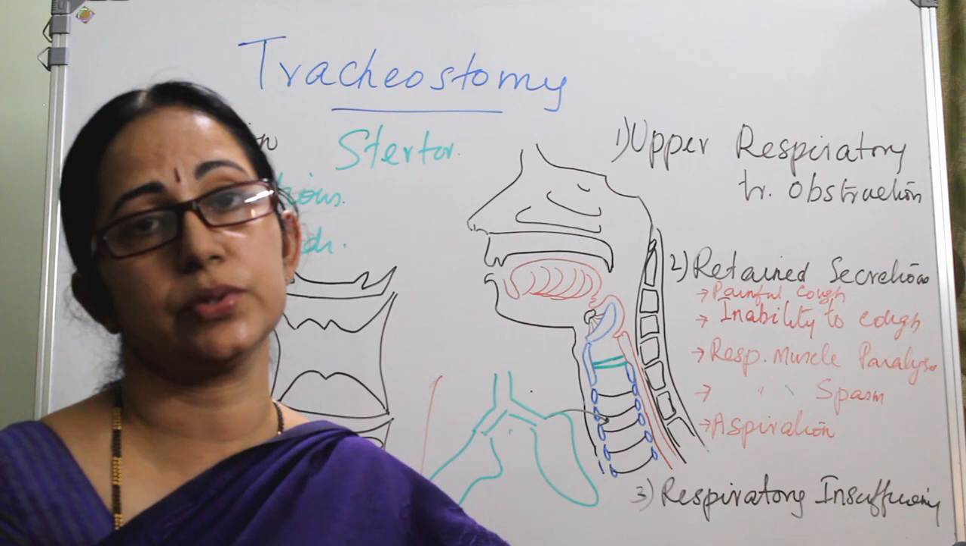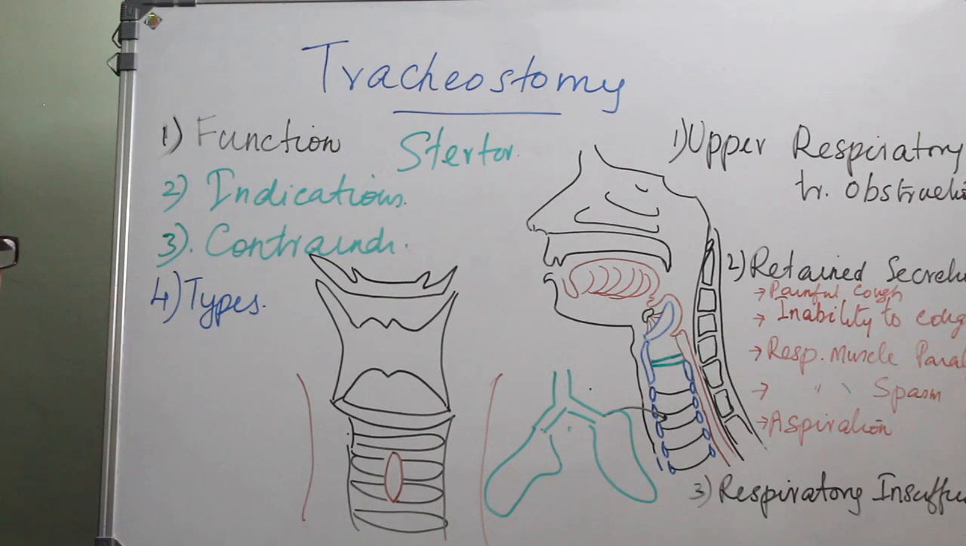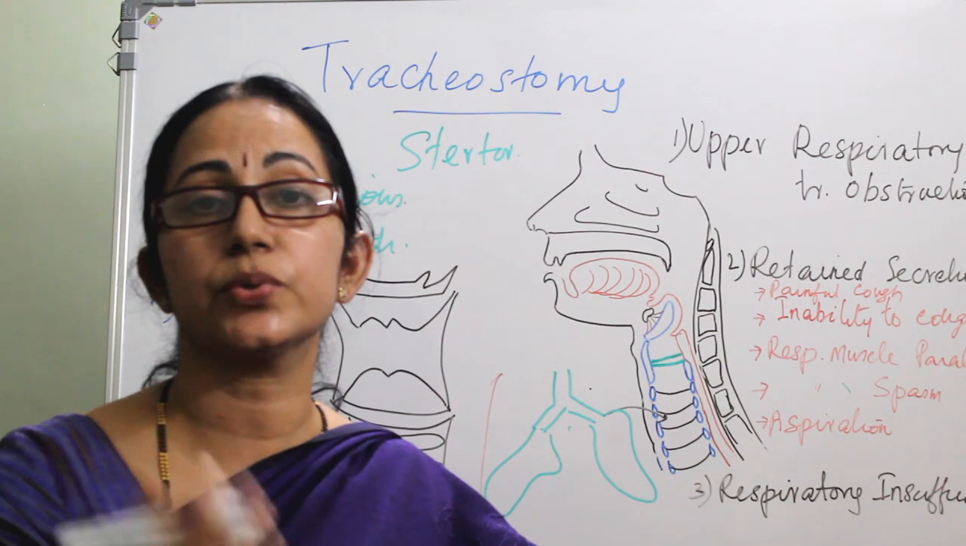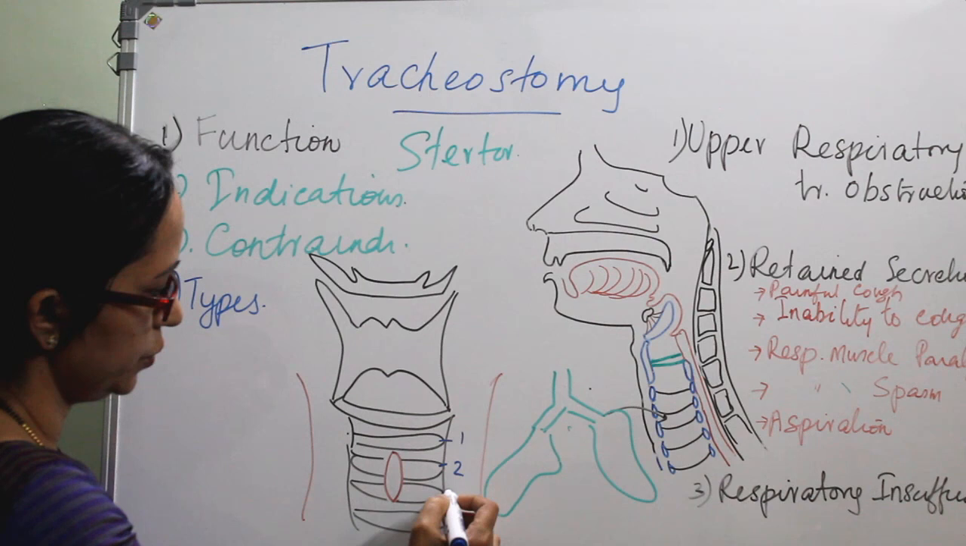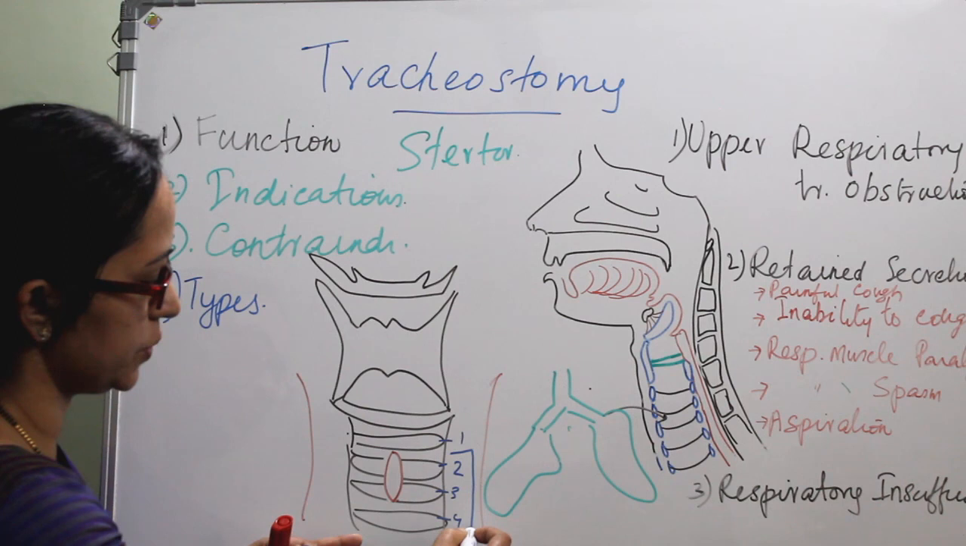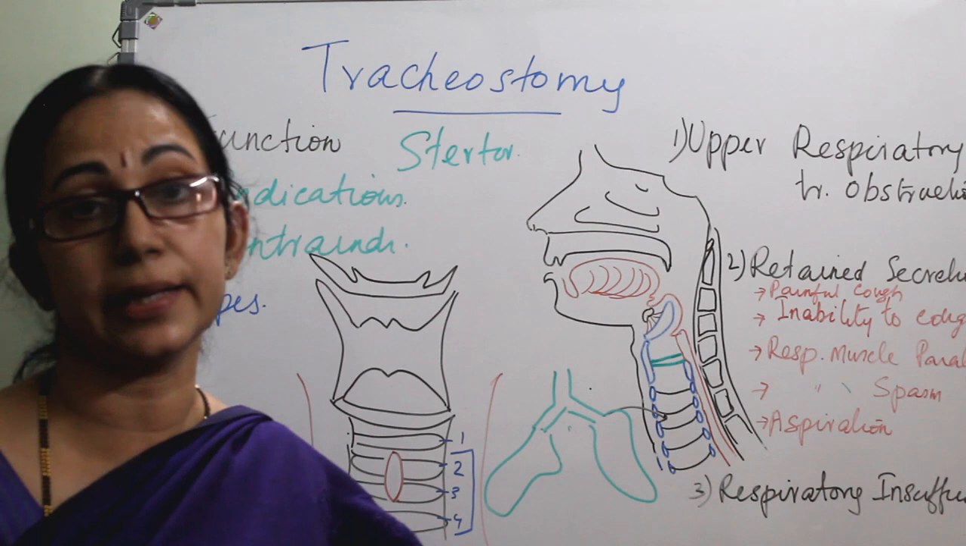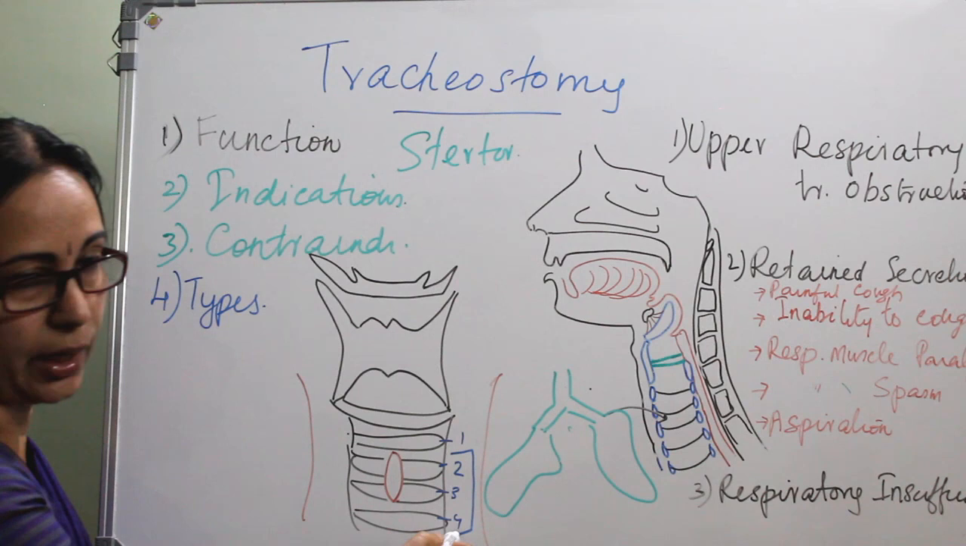Next is types of tracheostomy. What are the types of tracheostomy? Types of tracheostomy can be divided according to site. What is the usual site of a tracheostomy? It is done at the second to third tracheal ring. This is 1, 2, 3, 4. So usually we do tracheostomy between second to third, or third or fourth. Second to fourth tracheal rings. Usually we do between second and third, and also can be done between second, third and fourth. So this is the usual site.